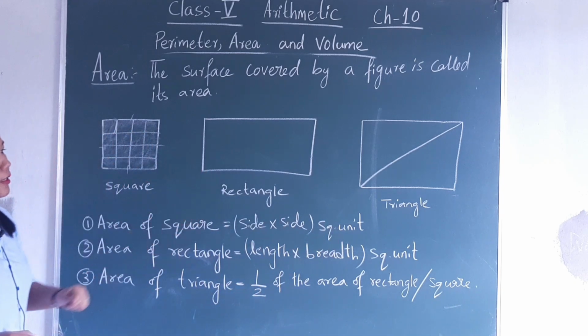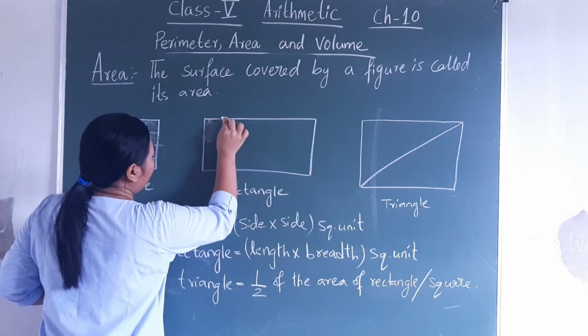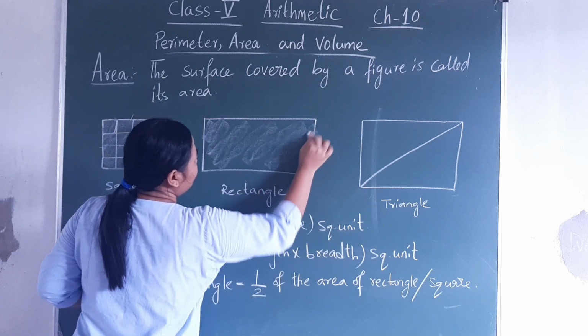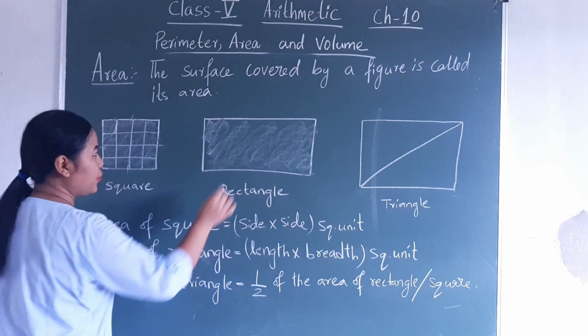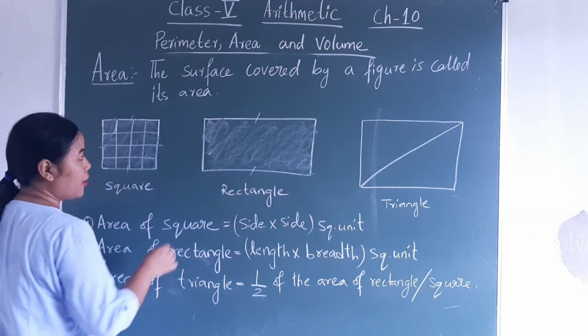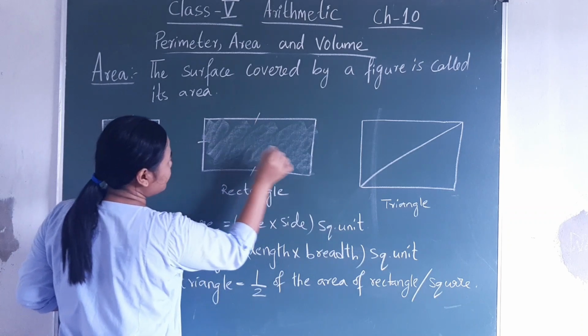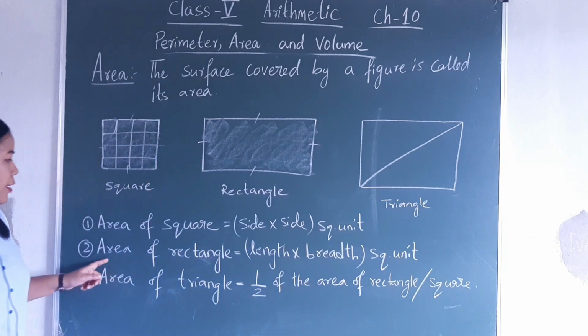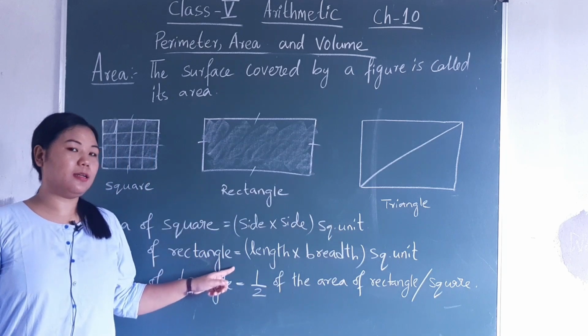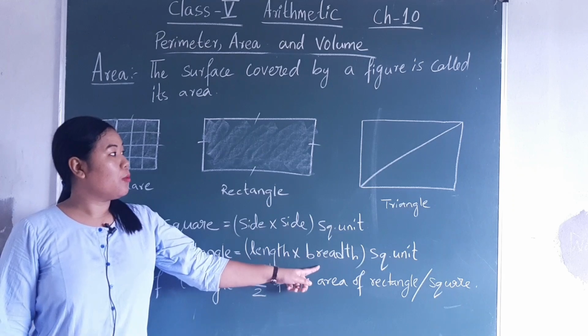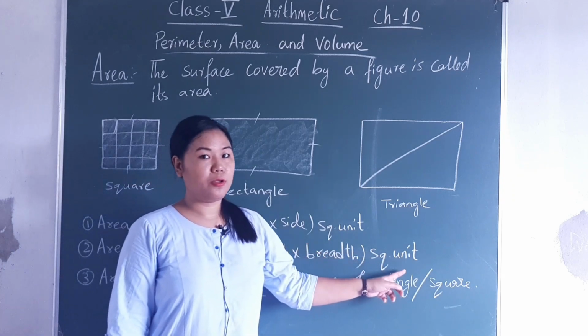Next, rectangle. In rectangle also we know that the opposite sides are equal. This is the length and this is the breadth. So area of rectangle is length into breadth square unit.